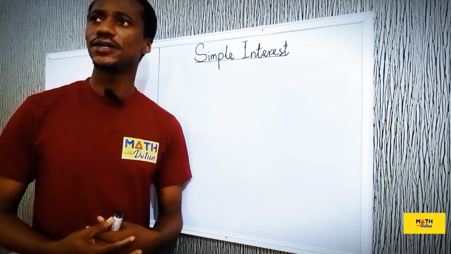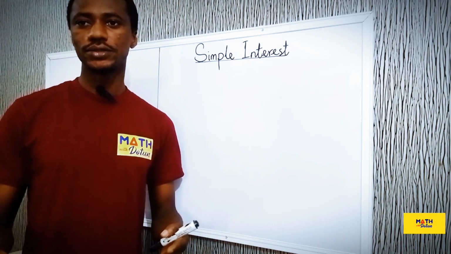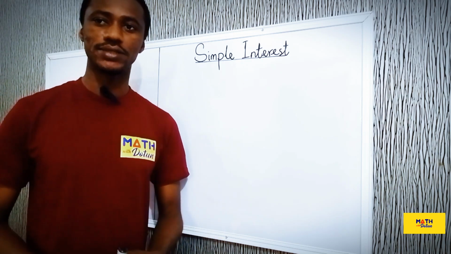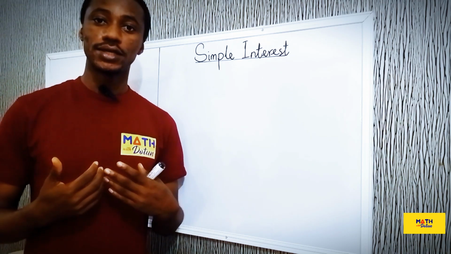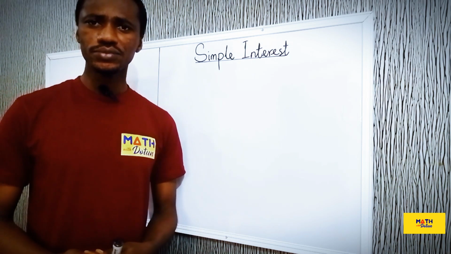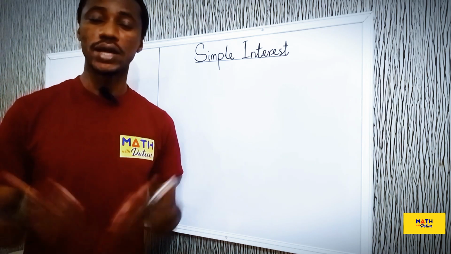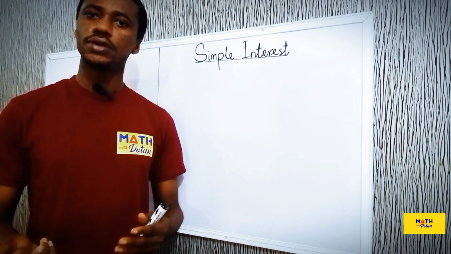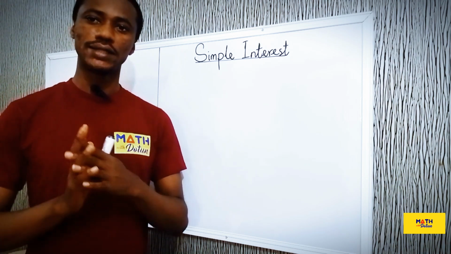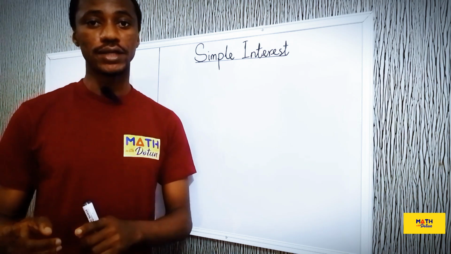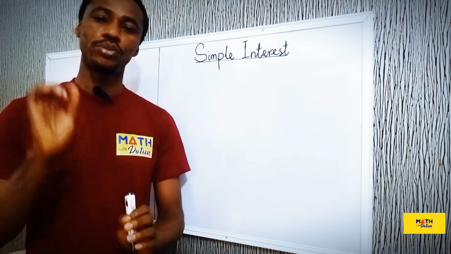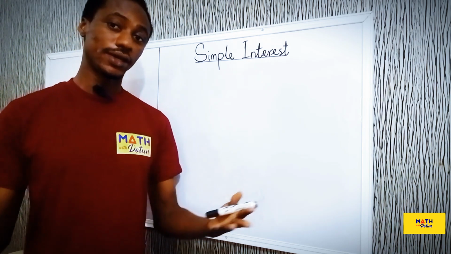So when we talk about simple interest, we're talking about the amount of money you pay for using someone else's money. All right, so let's say you give me 1,000 naira, and I'm to use that 1,000 naira for 1 year, and for using that money for 1 year, I would have to pay you 100 naira. So at the end of the 1 year, I'll be paying you back 1,100 naira. All right, so the 100 naira that I paid for using that money is the interest.